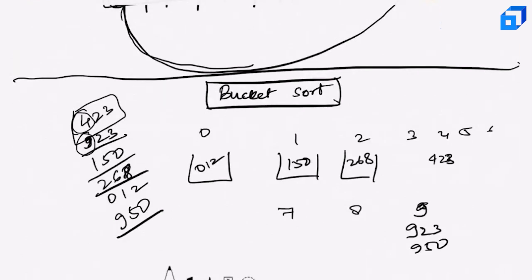What I know is, now if I start going bucket by bucket and I have sorted the numbers within a bucket, and if I just start picking numbers from here and appending them, then I end up getting the entire array sorted. Why? Because I definitely know that any number that is starting with 0 is definitely going to be smaller than any number starting with 1.